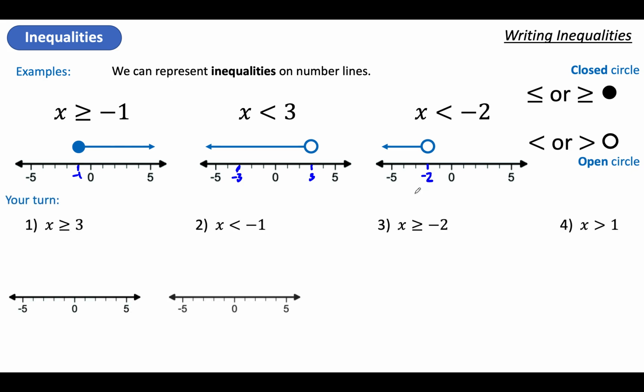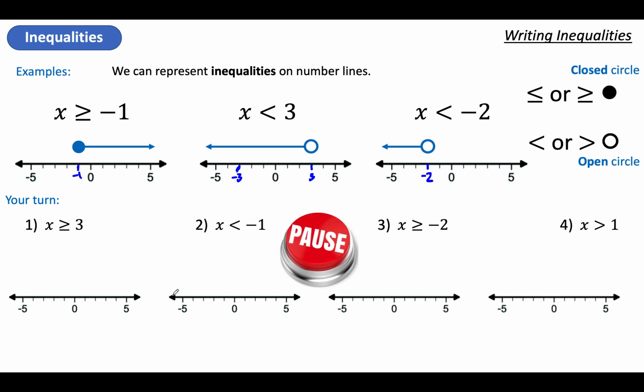In that case, your turn. There are 4 for you to do. So just sketch out a little number line on your sheet of paper or your book. They can be these kind of empty number lines where you just put 0 and maybe -5, +5 and put your number maybe. Unpause when you're done.